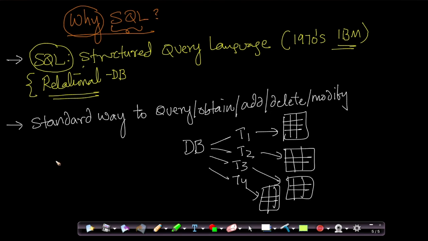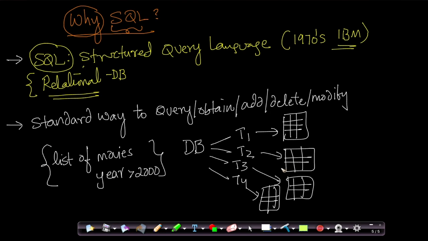Suppose in the movies data set that we saw, I want a list of all the movies which were released after 2000. This is a very sensible thing. I'm only concerned about movies post 2000 because those are the movies that I really like. Or if I want movies by a specific director, let's say Steven Spielberg, or by a specific actor. All of this is about querying the data that you have in your tables or obtaining the data.